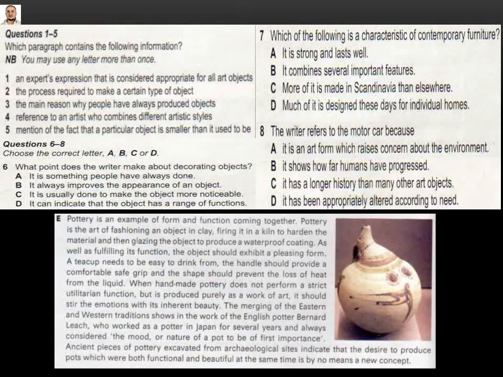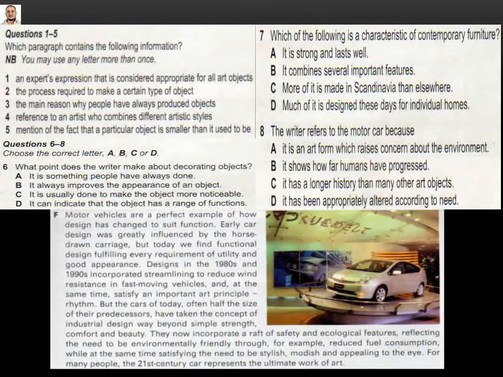Number 5 doesn't talk about that. We have already taken 6 and 7. We still have number 8, which doesn't talk about that either. Let's see this paragraph F. I'm sure we will find 5 and 8 in F. Motor vehicles. Okay, number 5 says mention of the fact that a particular object is smaller than it used to be. Number 8, the writer refers to the motor car because, yes, motor vehicles.